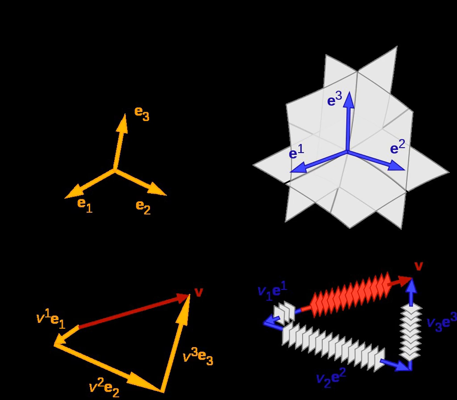Topic: Introduction. In physics, a vector typically arises as the outcome of a measurement or series of measurements, and is represented as a list or tuple of numbers such as v_1, v_2, v_3.